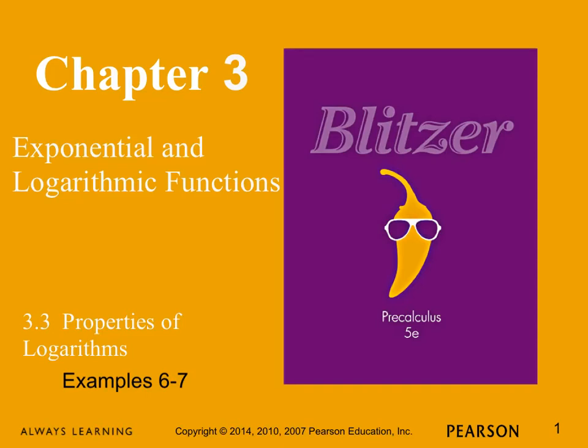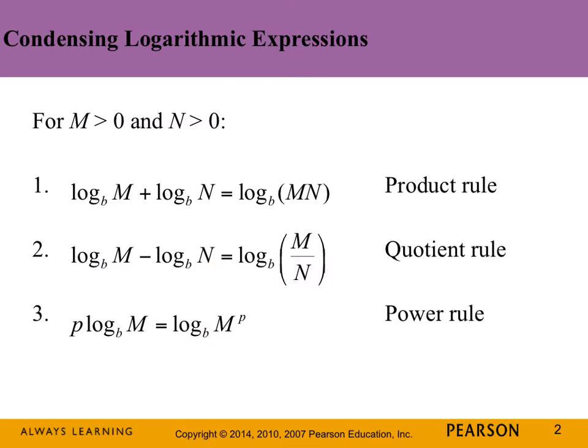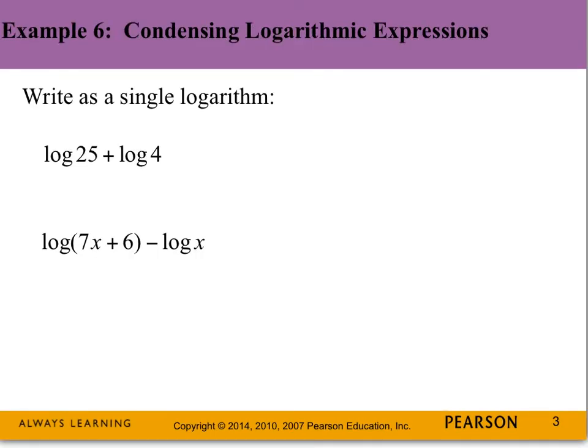Section 3.3, Examples 6 and 7. So here we have, once again, the product rule, quotient rule, and power rule. Now we're going to be working sort of backwards in examples 6 and 7. Instead of expanding, we're going to be condensing.